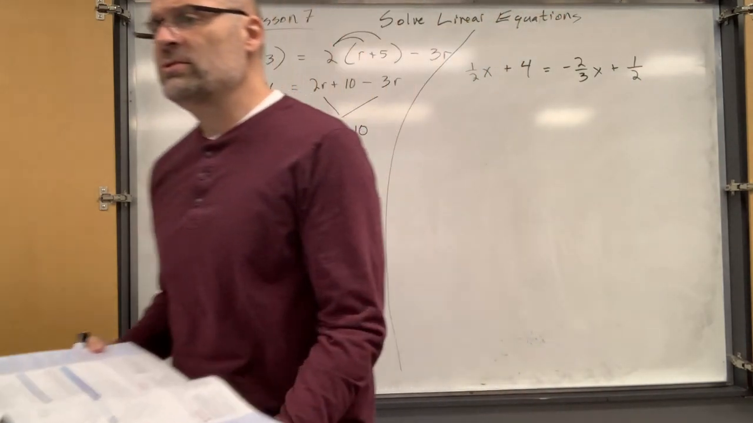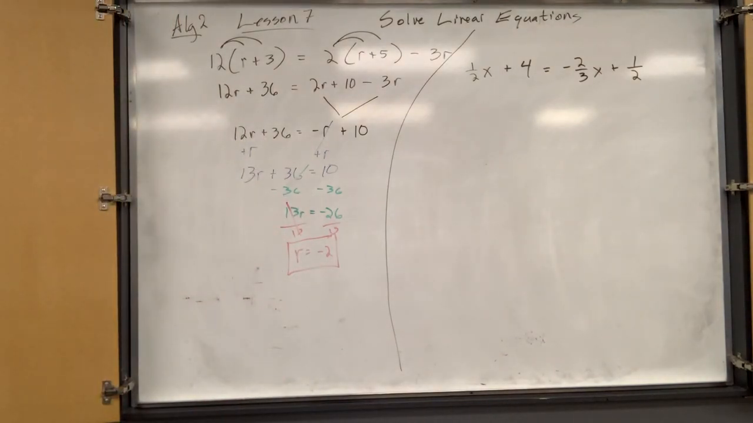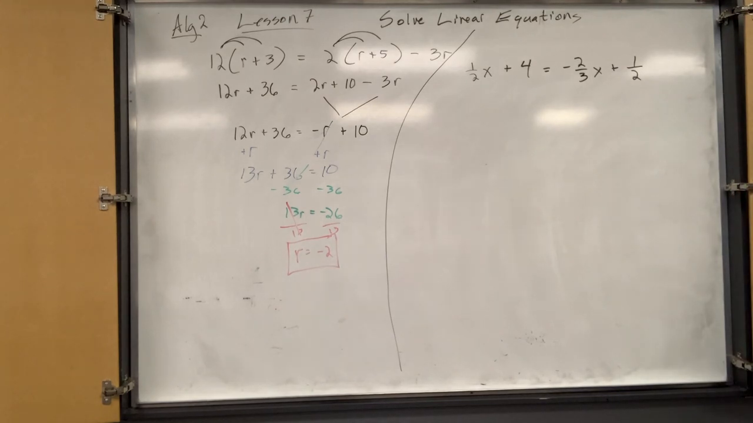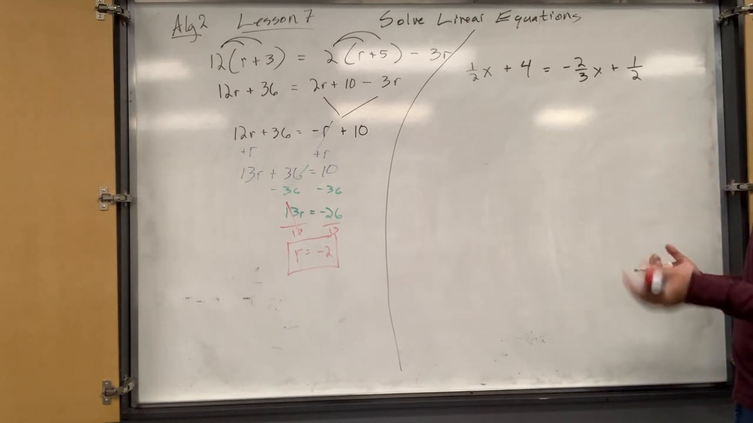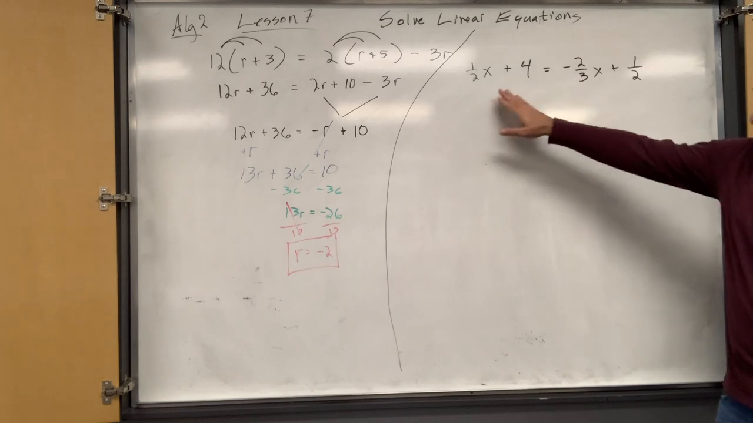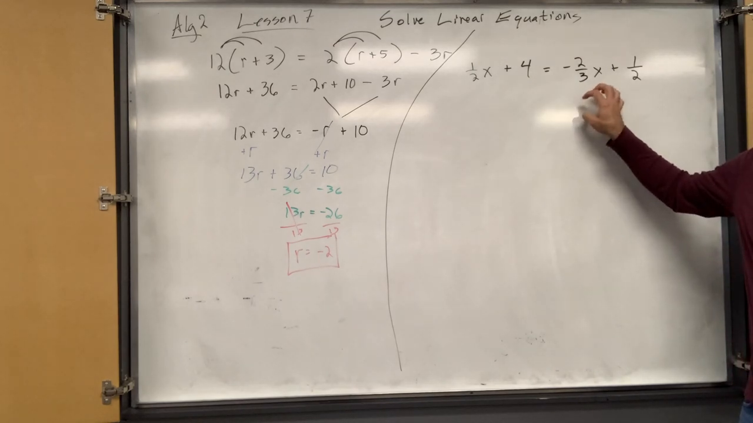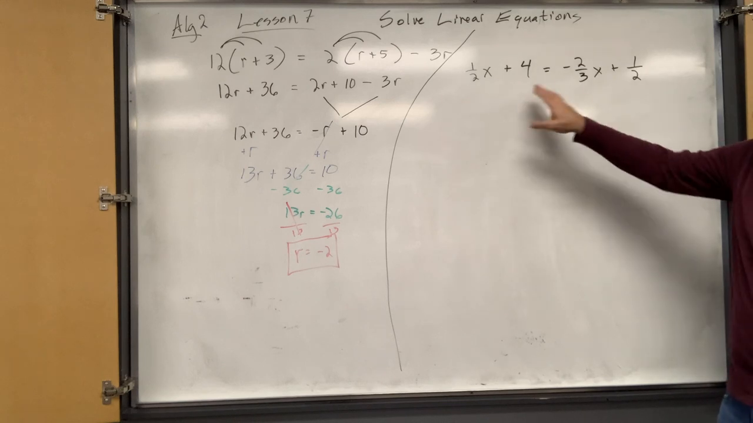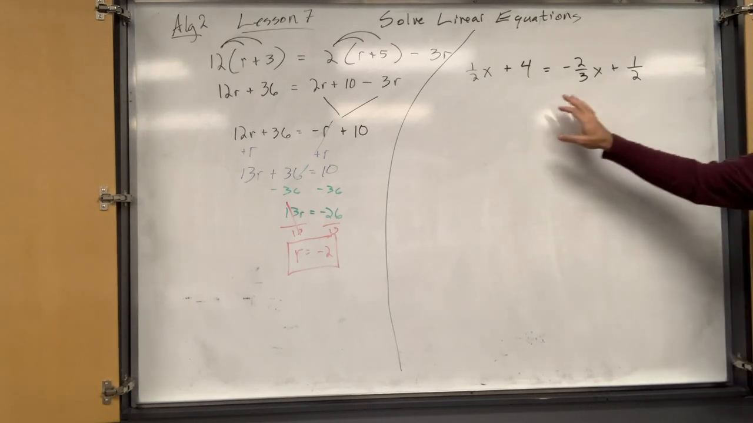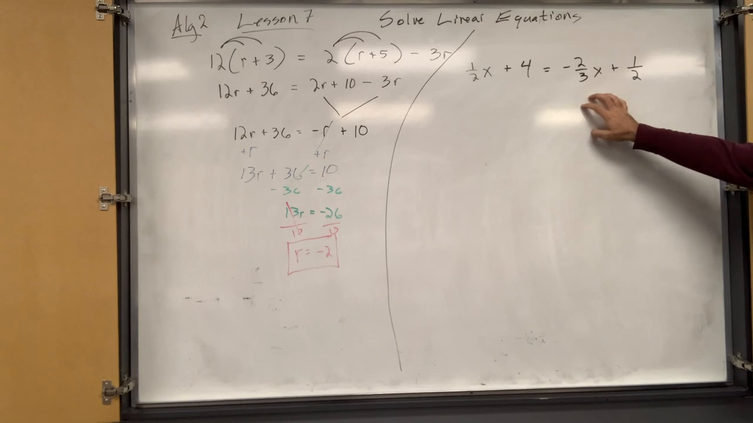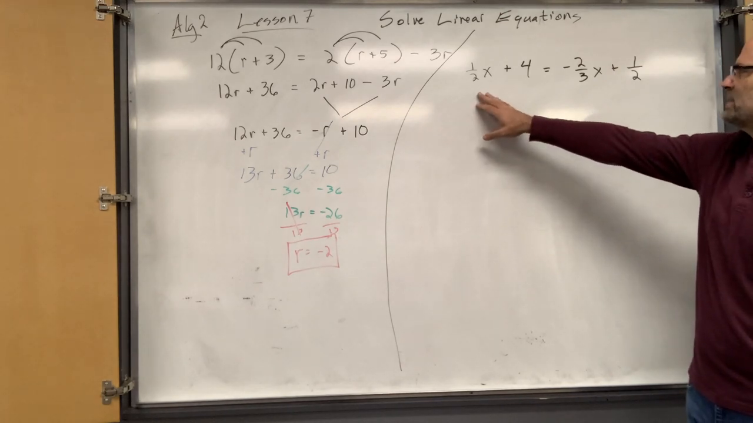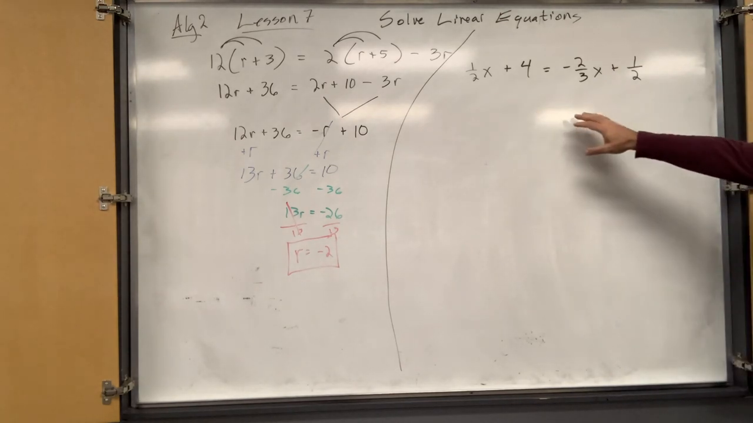Now, you could just tough it out and figure out the common denominators and all that stuff. Still do it the way you want to do it. You have x's on both sides, so get rid of the smaller one. Remember, any negative x is smaller than any positive, so even though 2/3 is bigger than 1/2, you still want to get rid of this because it's negative, right? So you can add 2/3 x to both sides. You can do it that way and you get like 5/6 x plus 4 equals 1/2.